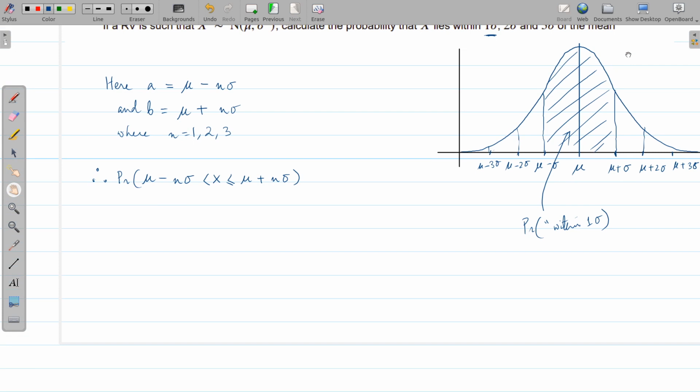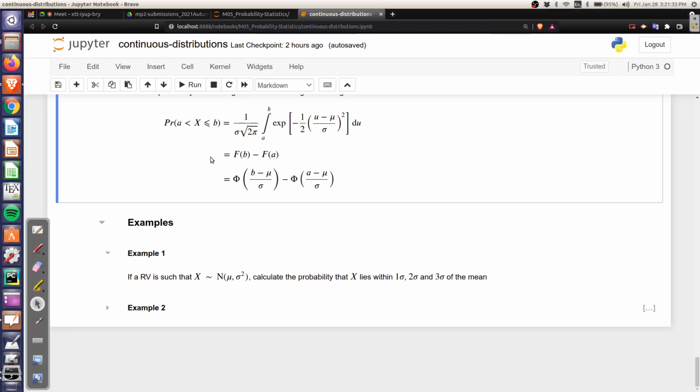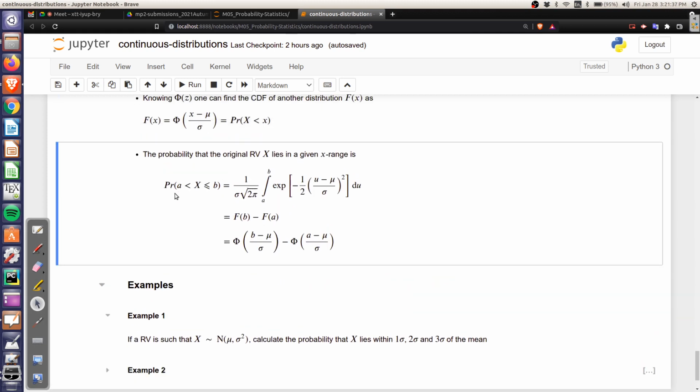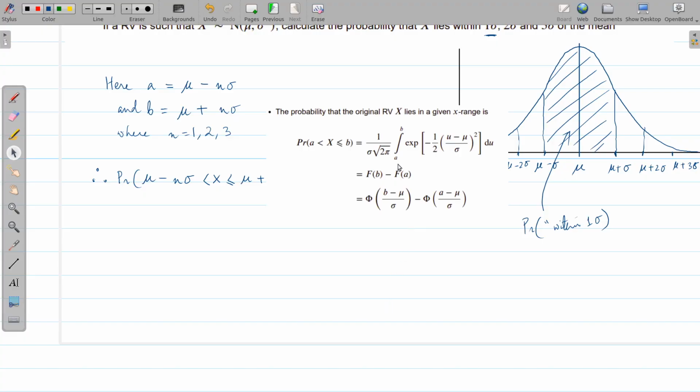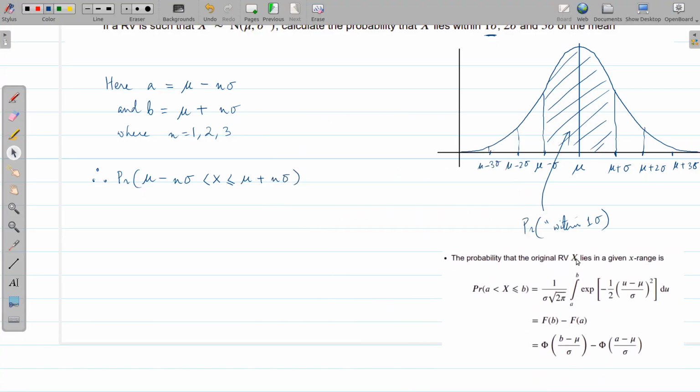So how do we proceed with this? We're going to use this result: the probability that x lies within a given range is given by this. So this is equal to the probability that z goes from minus n to plus n.